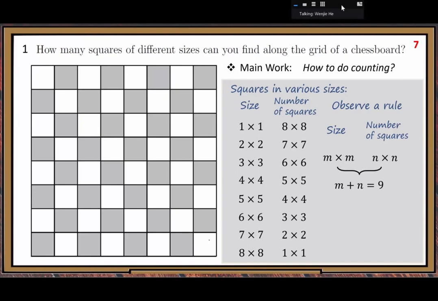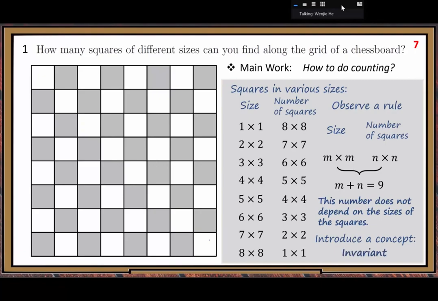What's that? It never changes. So I'm sorry? It's invariant. Great. Invariant. This concept is extremely important. This number does not depend. Well, so here we need to learn a concept called the invariant concept.